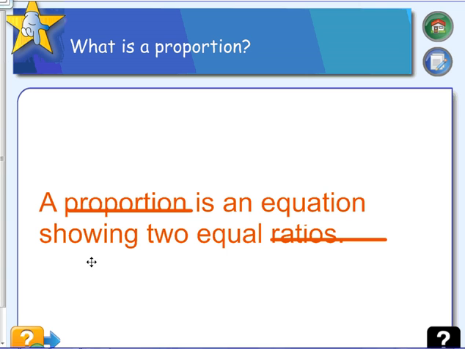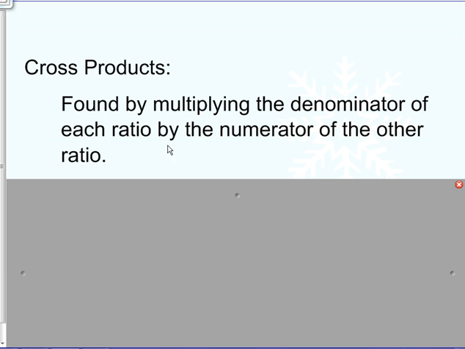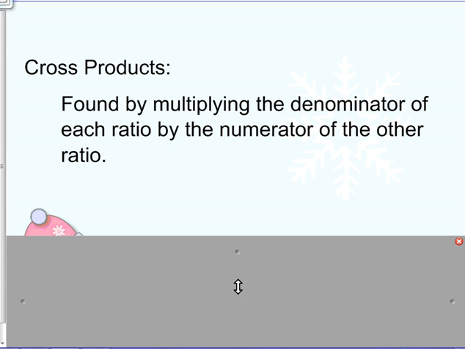All right, so it's very self-explanatory, but an example would be like 2/3 and 4/6. Not only can we tell that these are equivalent because they look a lot like equivalent fractions, but we can also use something called cross products. Cross products are found by multiplying the denominator of each ratio by the numerator of the other ratio.